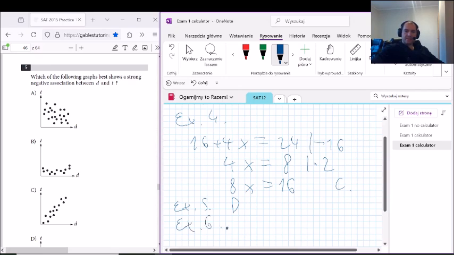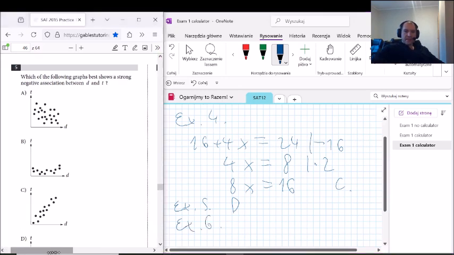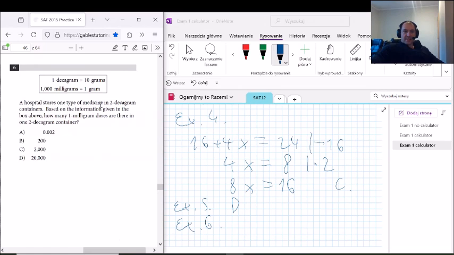exercise 6. What do we have there? 1 decagram equals 10 grams, 1000 milligrams equals 1 gram. A hospital stores one type of medicine in 2 decagram containers. Based on the information given in the box above, how many 1 milligram doses are there in 1 decagram container? Okay, so how many 1 milligram doses in 2 decagram containers?